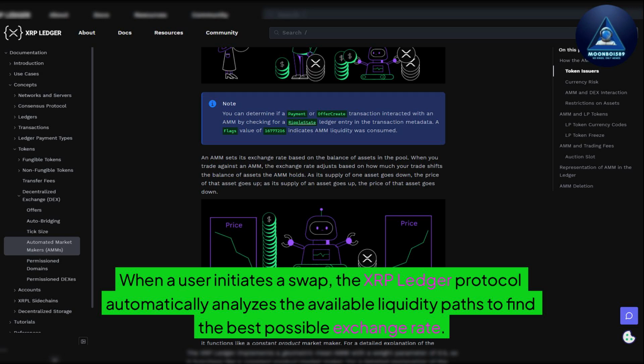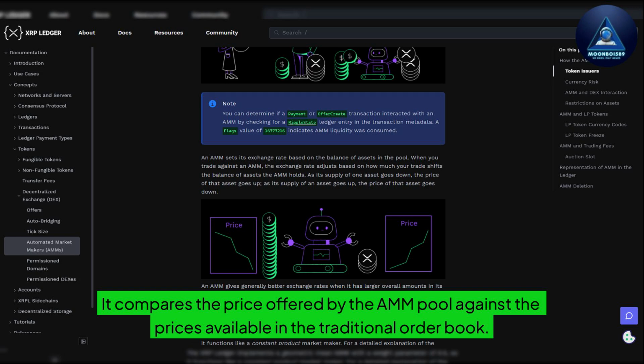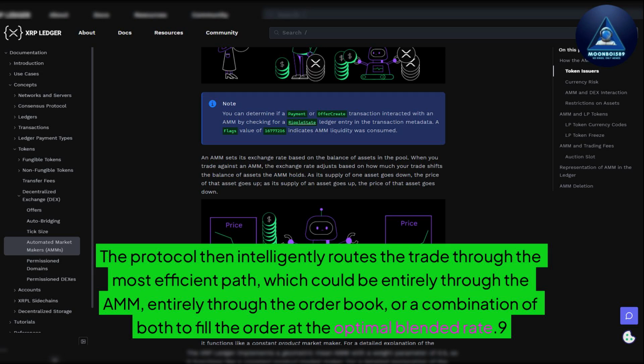When a user initiates a swap, the XRP Ledger protocol automatically analyzes the available liquidity paths to find the best possible exchange rate. It compares the price offered by the AMM pool against the prices available in the traditional order book. The protocol then intelligently routes the trade through the most efficient path, which could be entirely through the AMM, entirely through the order book, or a combination of both to fill the order at the optimal blended rate.